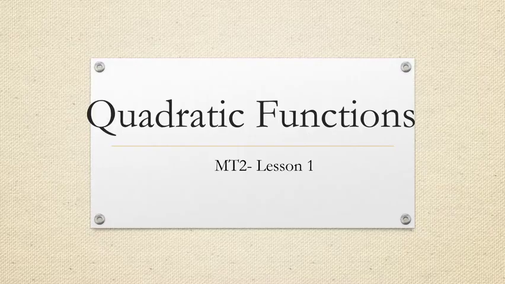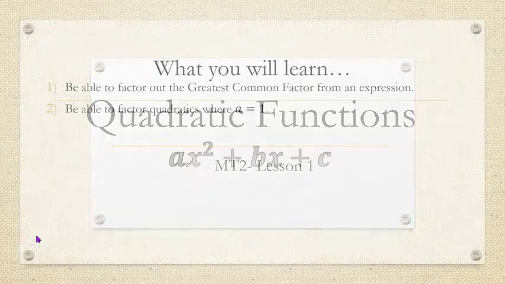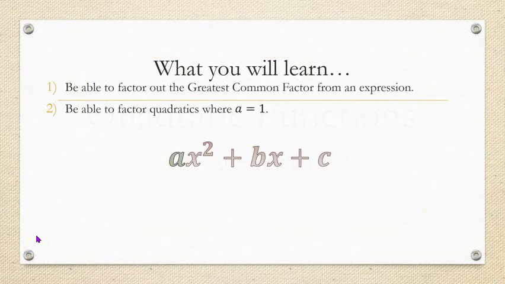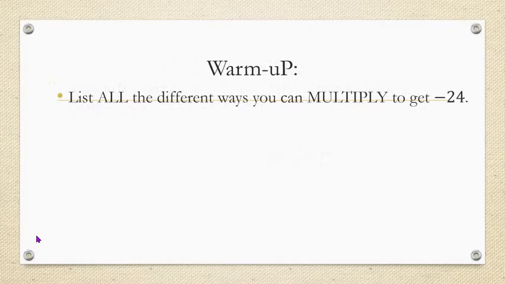Okay, this is Quadratic Functions, MT2 Lesson 1. Okay, what will you learn? You'll be able to factor out the greatest common factor from an expression. You'll be able to factor quadratics where a is equal to 1. List all the different ways you can multiply negative 24.